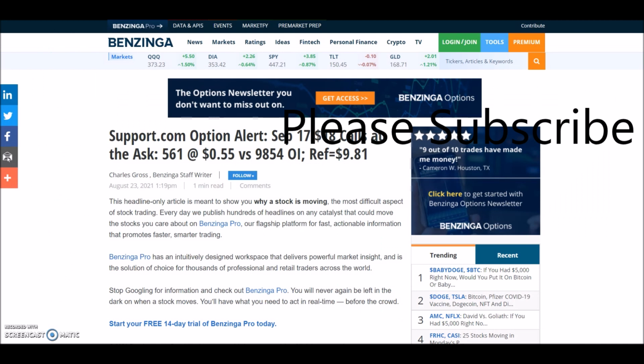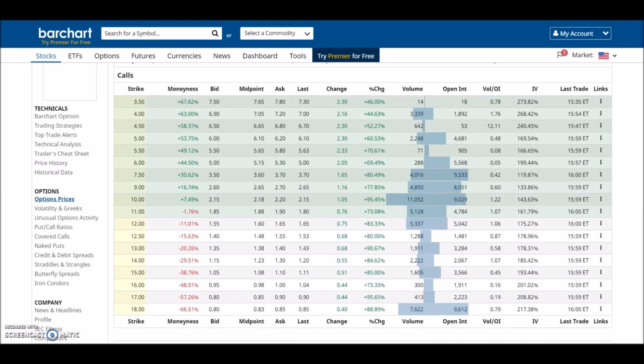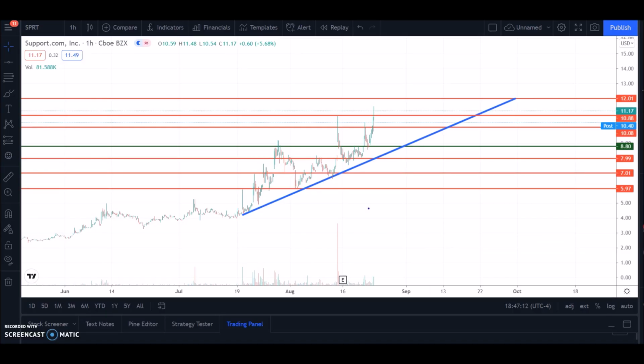And also I found on Benzinga today the option alert for September 17, 18 call. So this thing is really going higher and higher. Keep that in mind. The IV for this particular one is 217%. So people are buying. Are they predicting it will go to 18? Who knows? That is why we have to look at the chart.